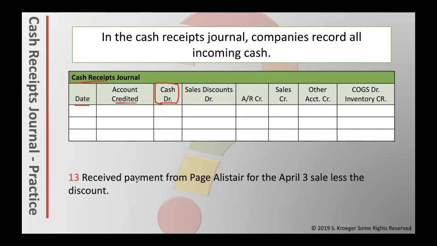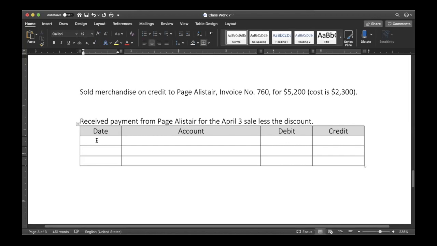Let's just think about what this journal entry would look like normally. The date for the original transaction will be April 13th. We received a payment. Remember, cash is always getting the debit. We received money from Paige Alistair for the amount they had owed from the April 3rd transaction here at the top. Paige Alistair owed us $5,200. That entire debt is going away, accounts receivable, $5,200.